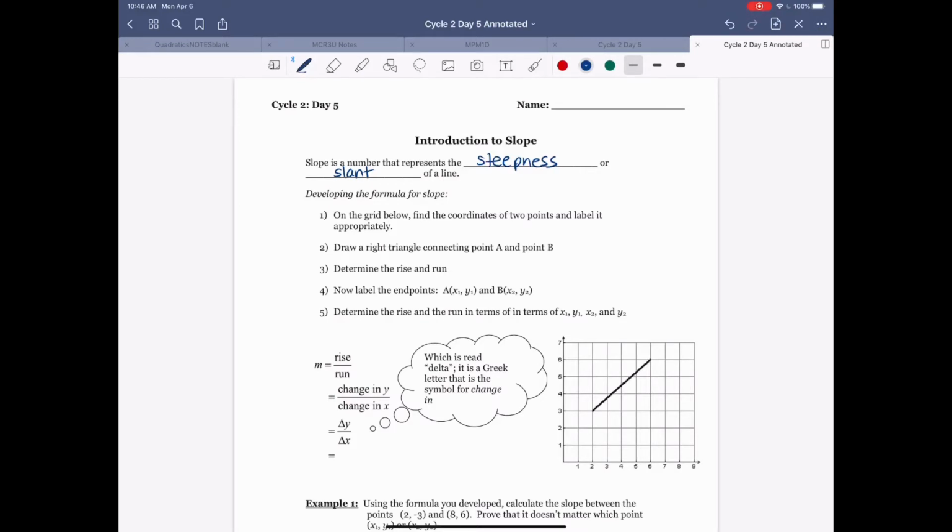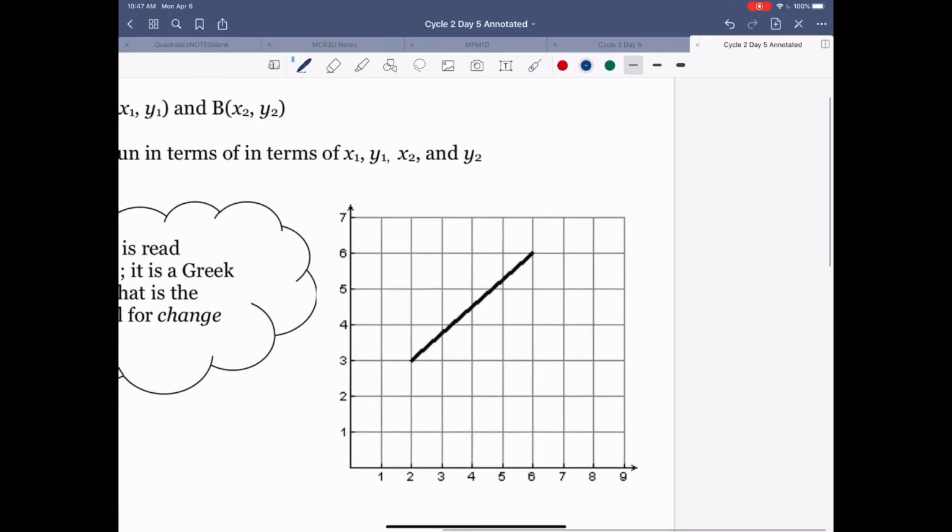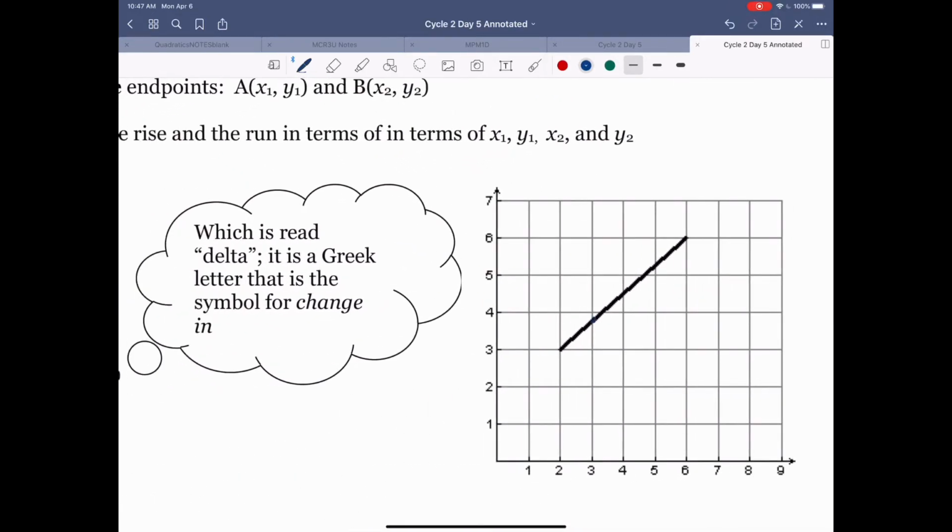So, developing the formula for slope. On the grid below, find the coordinates of 2 points and label them appropriately. So on the right, I see this line. If I picked, let's say, these 2 coordinates as my coordinates to find the slope of the line, I can't really precisely tell what the ordered pair of these coordinates are. See how it's approximately 3.8-ish? So I have to round in that case. And whenever possible, I don't want to round if I don't need to. What are some better coordinates to pick?